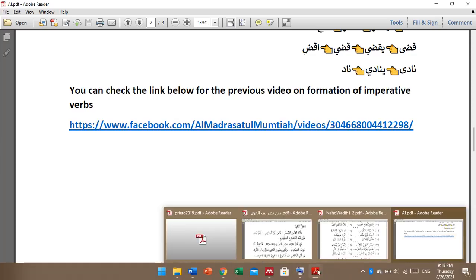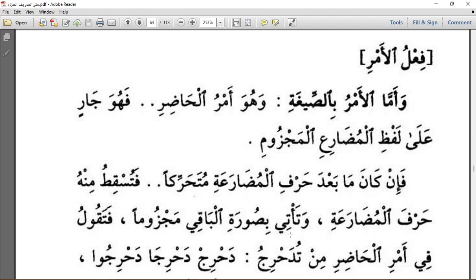Let's go to the book to read what we have there. So from Matn al-Izzi, page 64, we have fi'l amr. It says wa amma al-amru bis-sighati wa huwa amru al-hadir فهو جار على لفظ المضارع المجزوم. So it is the command of the present, that is command that you give the person you are facing. فهو جار على لفظ المضارع المجزوم. So it comes in the shape of mudari that is majzum, that is taking jazm.